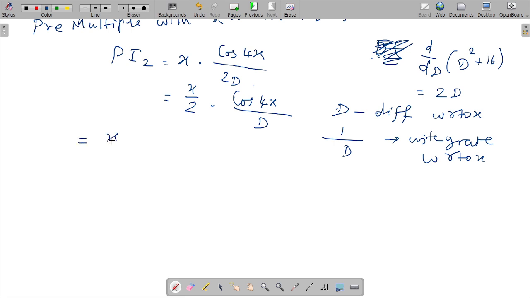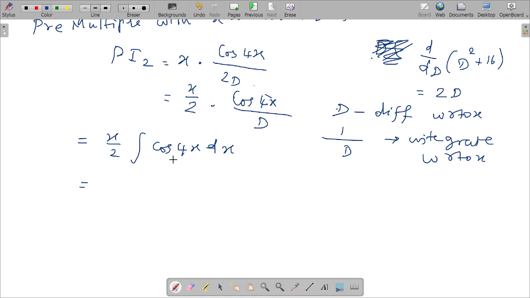This equation can be written as x by 2, and 1 by D can be written as integration of cos 4x dx. That is integrate with respect to x, is it not? In the integration you should not include this x. You are integrating only cos 4x, because you are pre-multiplying; that x is not connected with this D. Okay, so x by 2 integral of cos 4x dx.